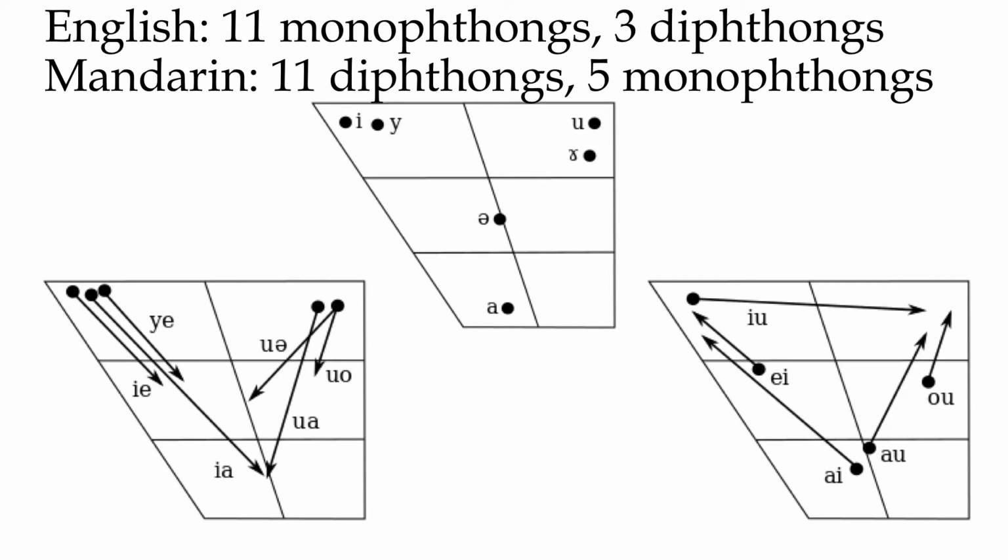Now, English, we said, has 11 cardinal vowels, monophthongs, and 3 diphthongs. Mandarin Chinese, it's actually the other way around, 11 diphthongs and 5 monophthongs. The monophthongs are I, U, U, and A, and then this vowel is kind of like in English, the schwa, where it's just a reduction. So something like the D. It's so unstressed that it gets pronounced as the schwa.